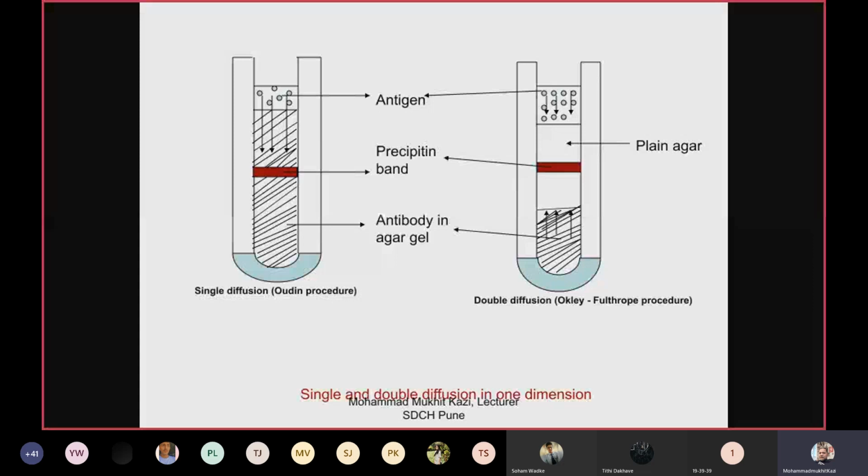And how is double diffusion done? The antigen is from the top and the antibody is at the bottom, and they again pass towards each other with the electromagnetic current or the hygroscopic nature of that agarose gel, and they form a line of precipitate in the middle, and this is called double diffusion. Why double diffusion? Antigen is also diffusing and antibody is also diffusing towards each other and forming a line of precipitate.